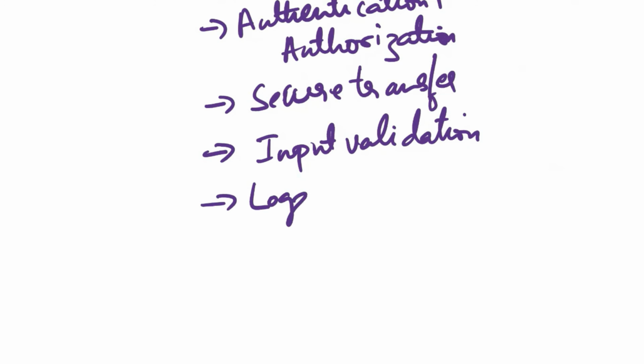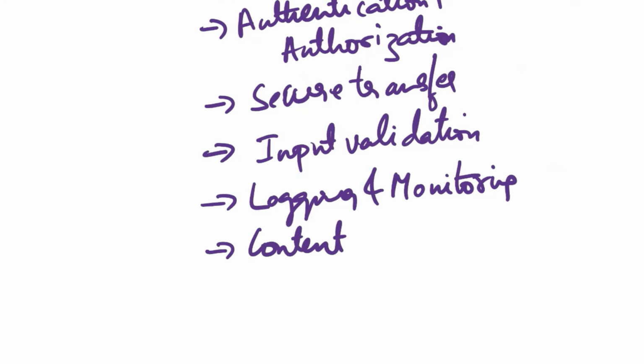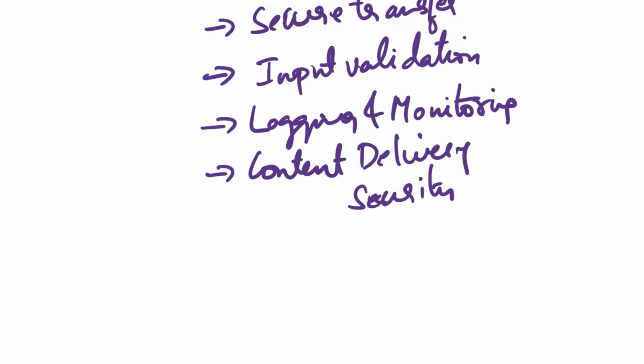Next, logging and monitoring. Implement robust logging and monitoring to detect and respond to any suspicious or unauthorized activities related to file uploads. Next one, content delivery security. If your application allows the sharing of uploaded files with other users, ensure that access controls are correctly enforced to prevent unauthorized access. Next one, testing. Conduct security testing, including penetration testing and code reviews, to identify and address vulnerabilities related to file uploads.